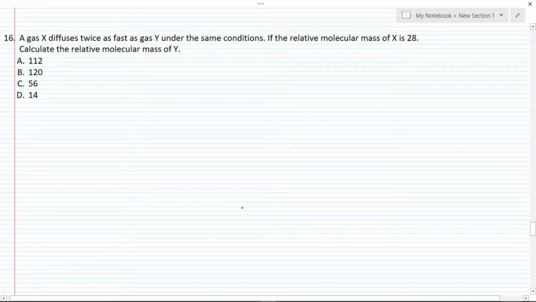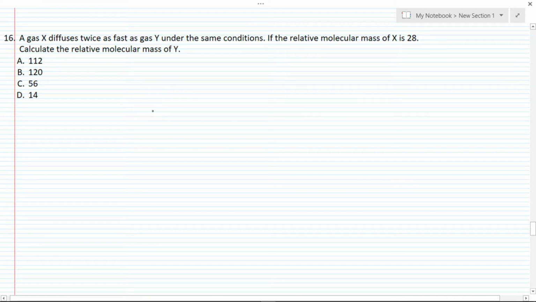Question 16. Gas X diffuses twice as fast as gas Y under the same conditions. If the relative molecular mass of X is 28, calculate the relative molecular mass of Y. A. 112, B. 120, C. 56, and option D. 14.